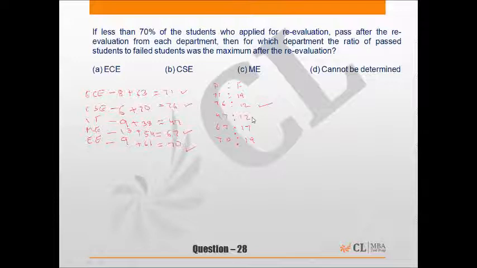Or if I take it for IT, maximum for IT, that is higher extreme end from IT, and lower extreme end for EC, CSE, ME and E. So in that case my answer would change again. So there are several solutions possible for this question, and we cannot explicitly determine the maximum ratio for any department. Hence the answer is cannot be determined.